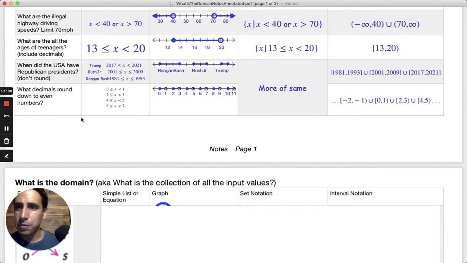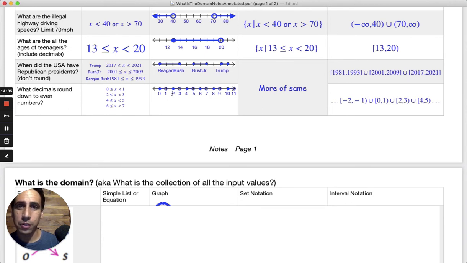Next question, what decimals round down to even numbers? So 1/2 rounds down to 0, 2.5 rounds down to 2, 4.5 rounds down to 4, and all the decimals in between. This is only a partial list of all the inequalities that just keep on going forever and ever. It becomes incredibly difficult to express your answer here because you have to produce an infinite list of inequalities. But on a number line, it would look like this.